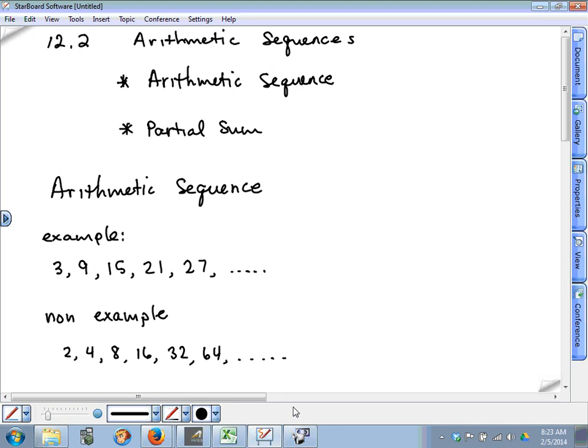This one's times 2. The second one's times 2. Well, let's first of all recognize patterns. They both have patterns, but the key is what kind of pattern is happening here. In the first example of an arithmetic sequence, what's the pattern? The pattern is adding 6. Every time we add 6. Okay? That's what's referred to as a common difference.